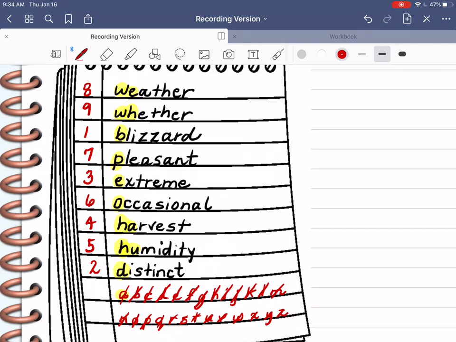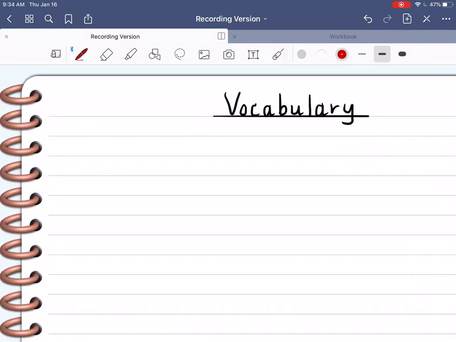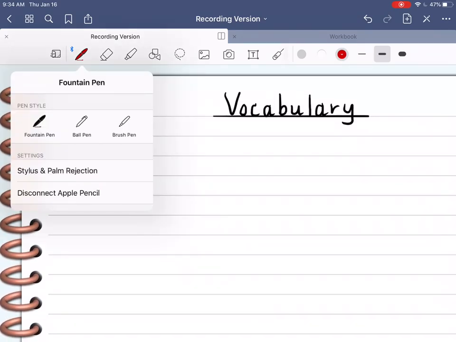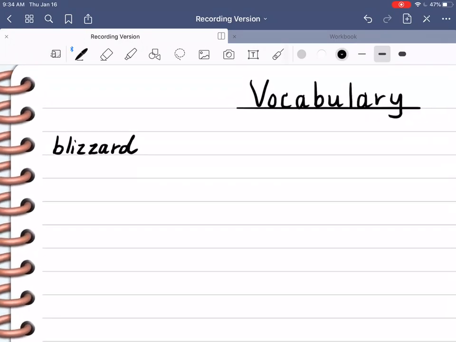Okay, so let's scroll up to the top, and let's define these words. Let's do a definition for these terms. So the first word in our list is blizzard. And I want to continue showing you how to do syllables.